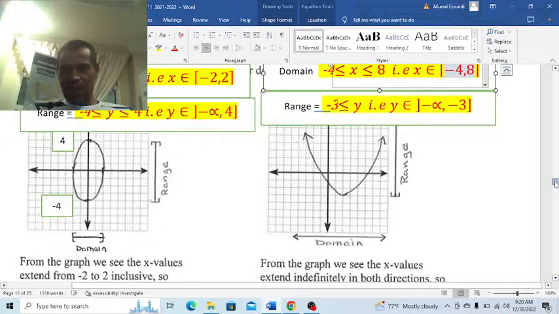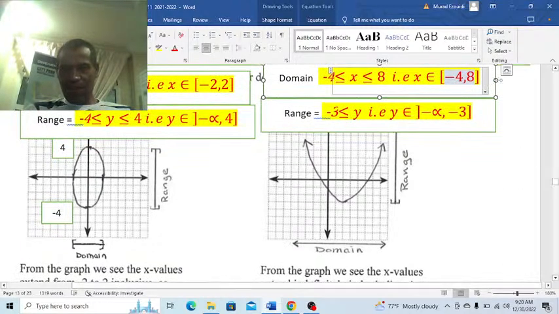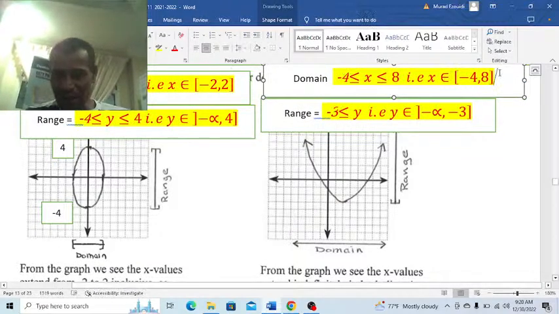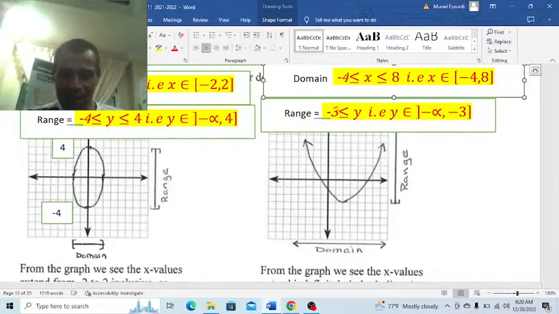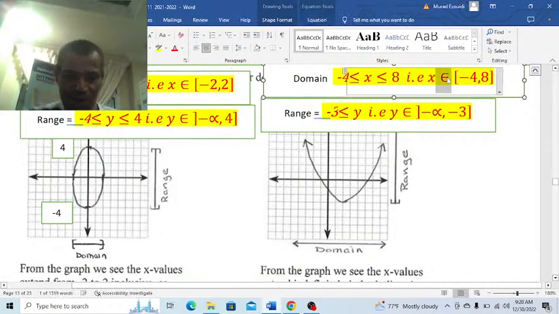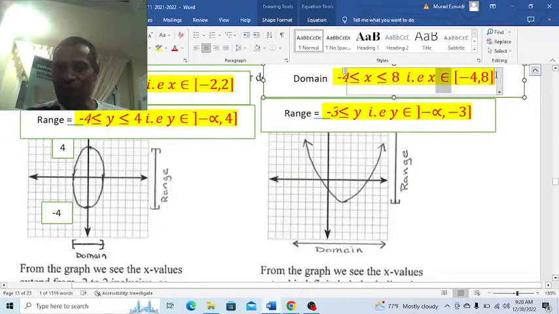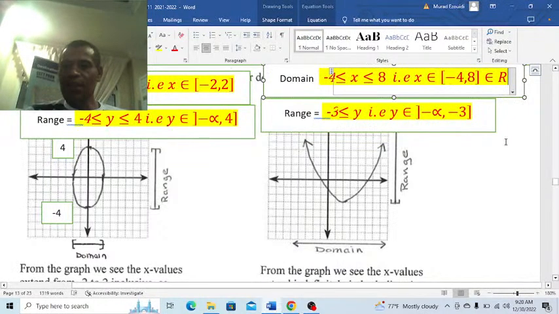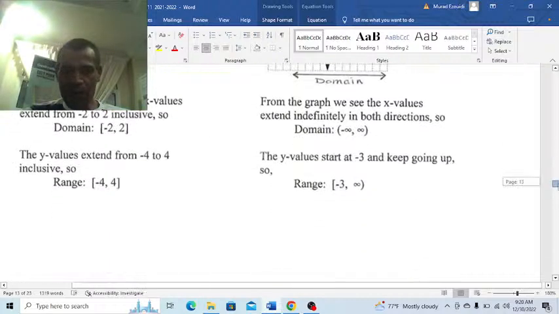I will just add something here. We can say that this interval belongs to the set of real numbers. You can consider them as real numbers. Now we move to the next part.